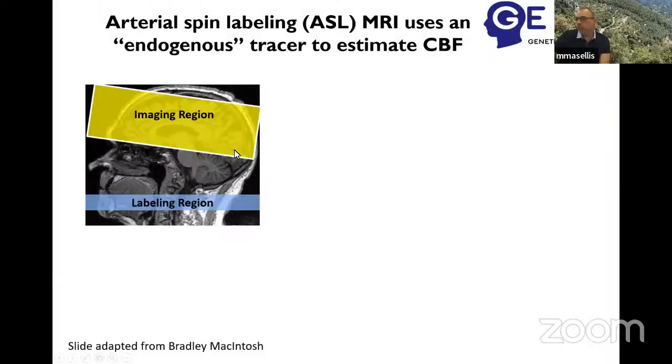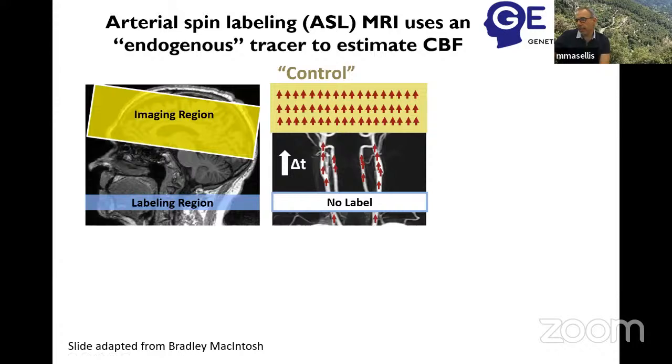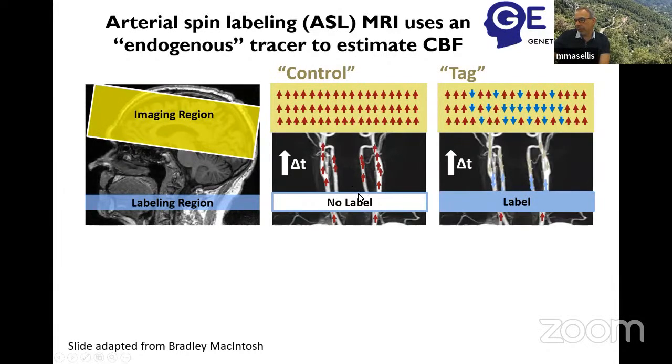We then acquire images of the brain. And so what we end up doing is acquiring control images when there's no label applied to the neck blood vessels. And then we can acquire a tag image where a magnetic label is applied.